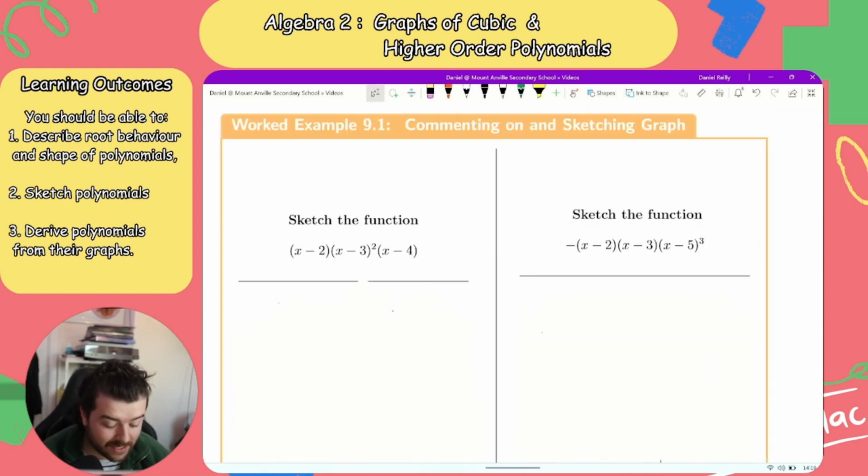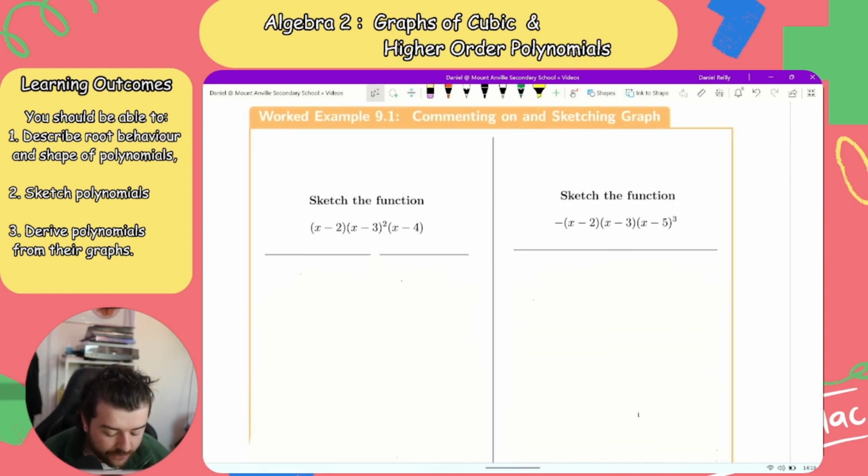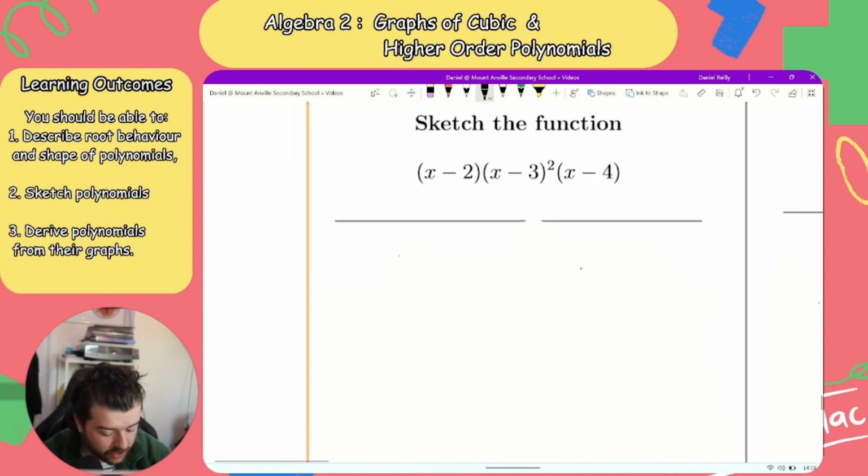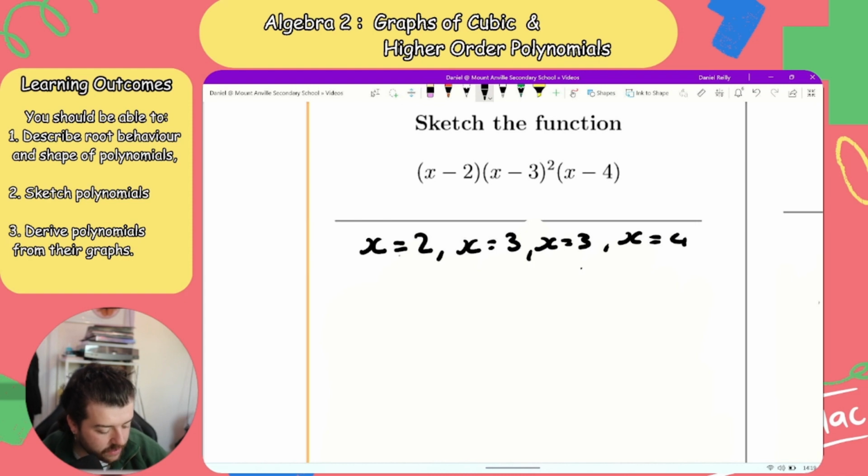So, let's sketch some functions here. Sketch the function x minus 2 times x minus 3, all squared, times x minus 4. My roots of this function are going to be x equals 2, x equals 3, but see the squared here, that means it's repeated twice. So x equals 3, x equals 3, and then finally x equals 4. My leading coefficient, the sign in front of my factorized expression, is positive, right? It doesn't have a negative. So that means the right arm is pointing upwards.